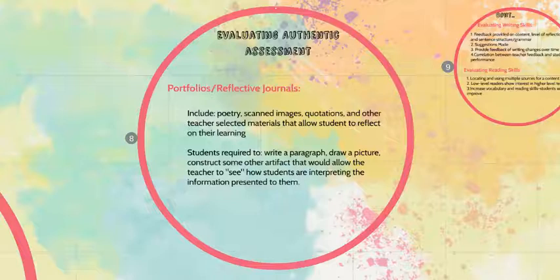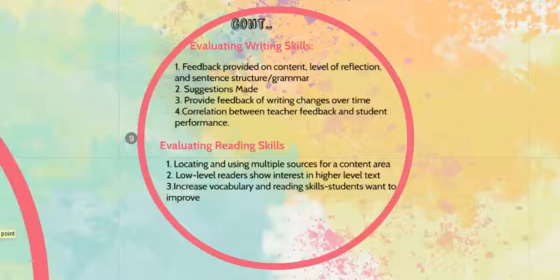So, for example, in the journal, students would be required to write a paragraph, draw a picture, or construct some sort of artifact that would allow the teacher to see how students are interpreting all of this information that's being given to them. And then within that portfolio, you could evaluate their writing skills. Students' work from portfolios is read, and feedback can be provided on the content, the level of reflection that they've given in the work. And then also you can evaluate their sentence structure and their grammatical elements.